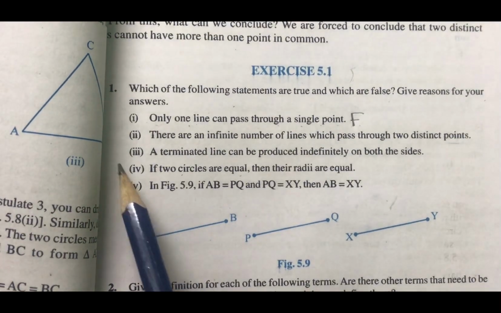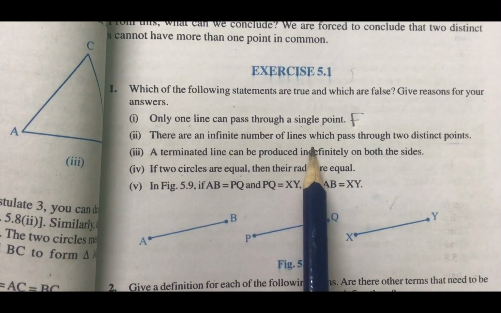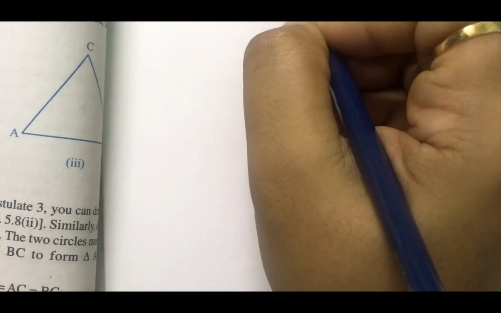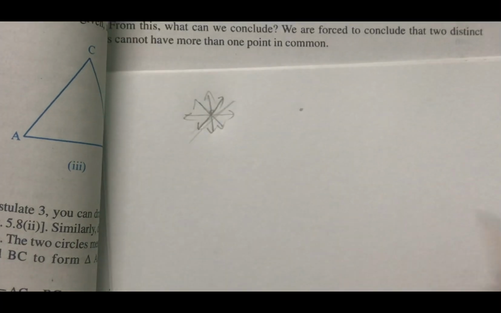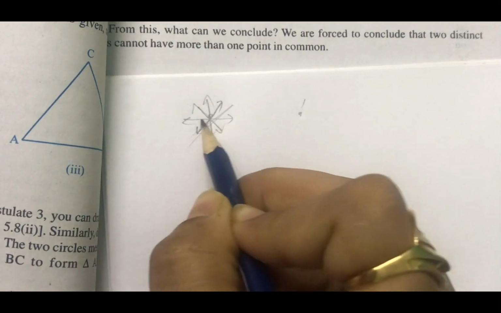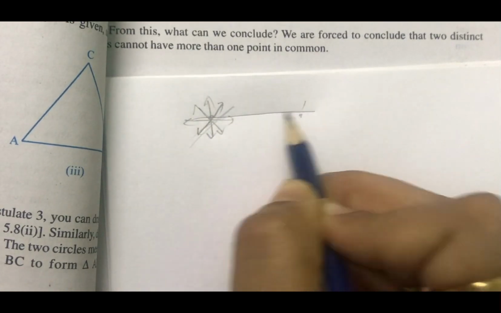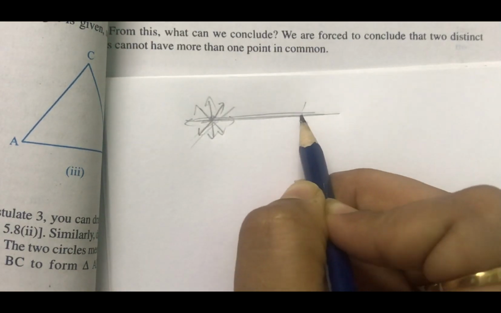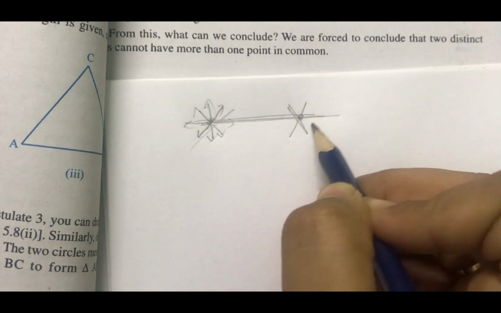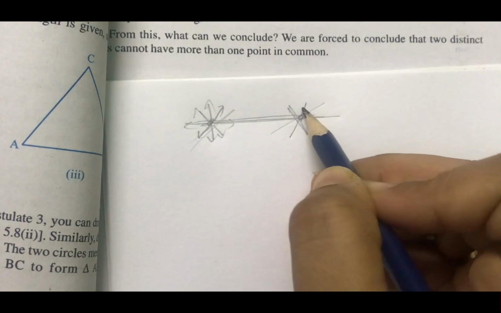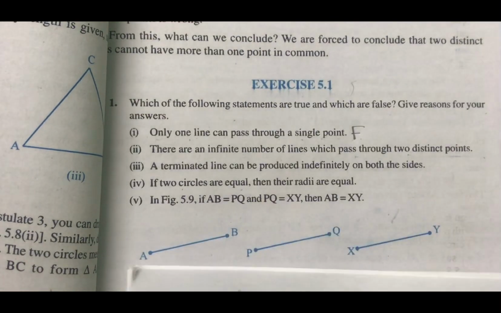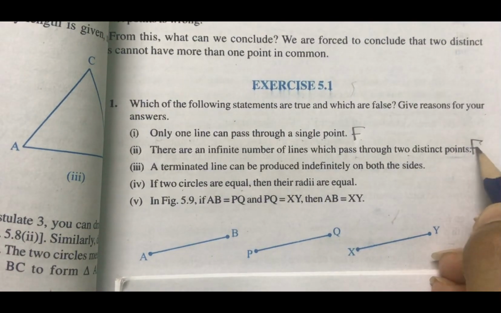And the second statement is, there are infinite number of lines which pass through two distinct points. Let's see two distinct points. First point is this and second point is this. Through two distinct points, how many lines can pass? Only one line can pass through two distinct points. Through one point, infinite number of lines can pass, right? But through two different points, only one line can pass. So this is also false.